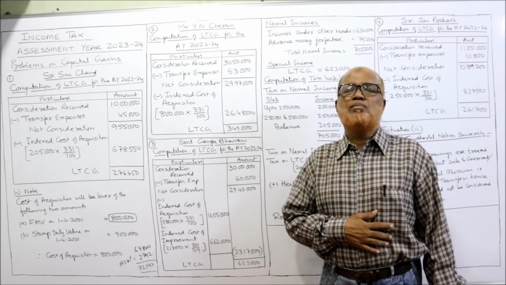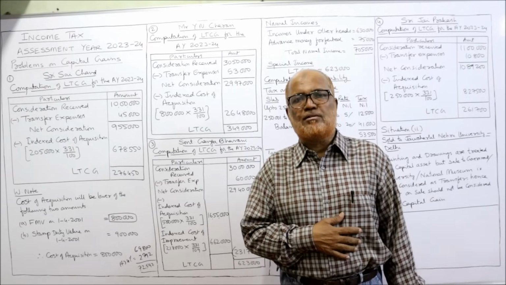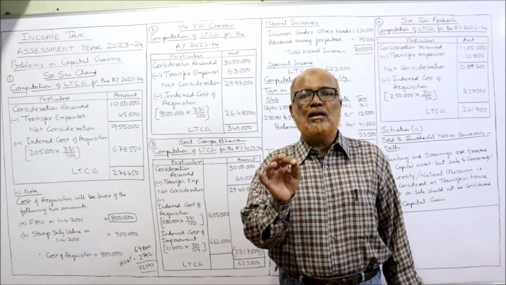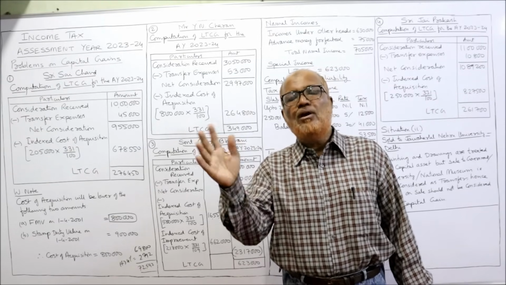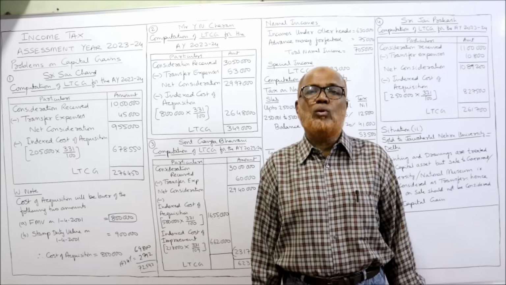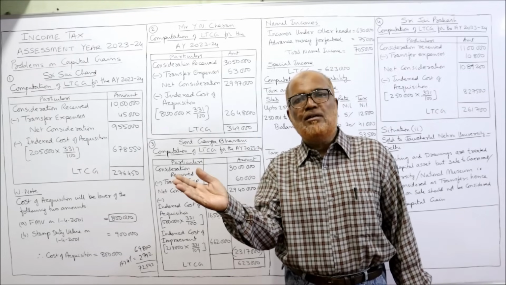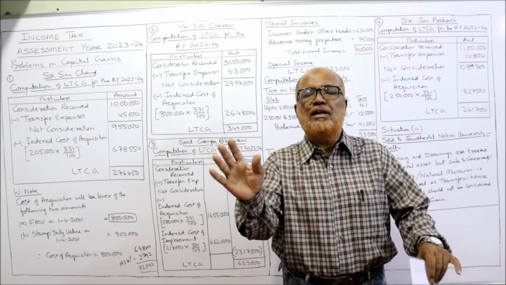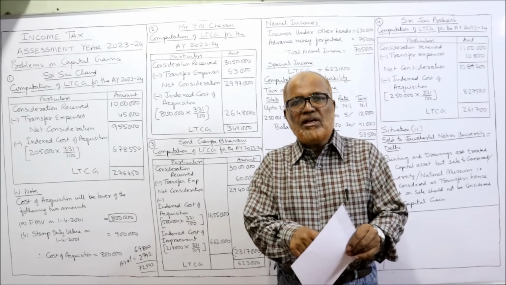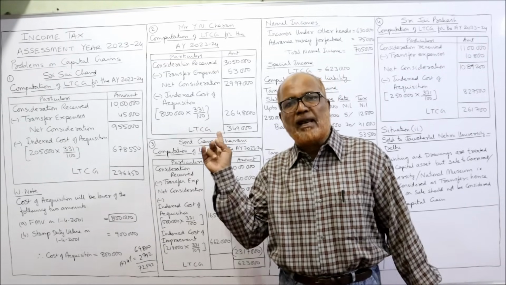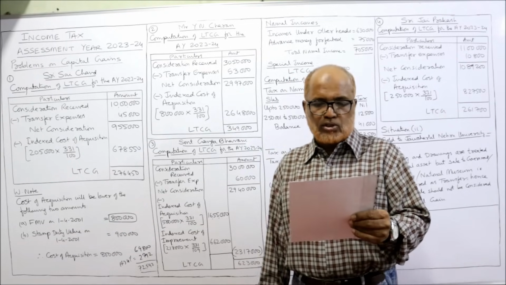In the theory video, I have explained that if any advance money is received by the assessee and forfeited after 1st April 2014, it will be treated as income from other sources, not as capital gain. So this 75,000 should not be considered while calculating capital gain. It should be considered in income from other sources. That is a new point.